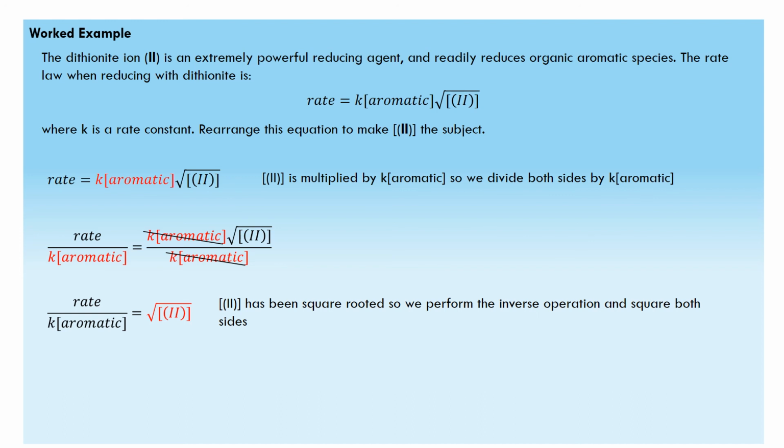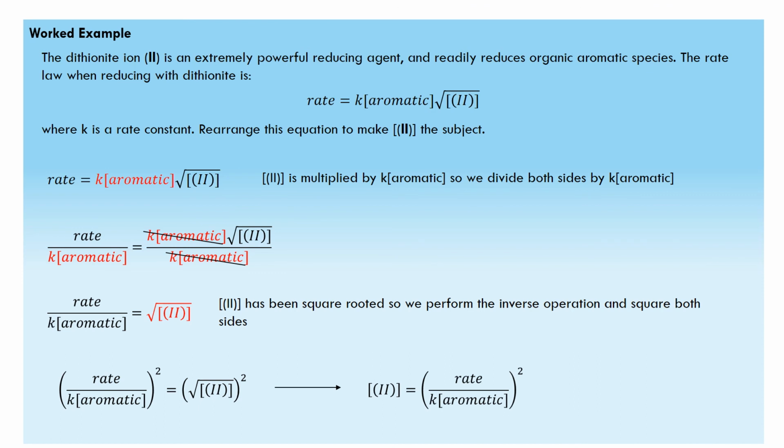Here our dithionite ion concentration has been square rooted, so we want to perform the inverse operation and square both sides. And of course, if we square both sides, we free up the term on the right there, and therefore that equation is now solved for the concentration of dithionite ions.